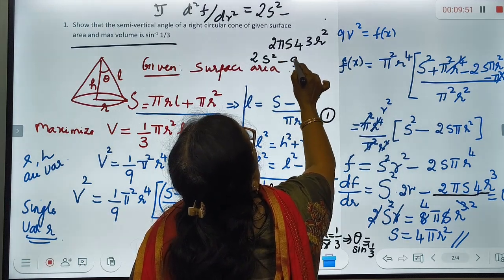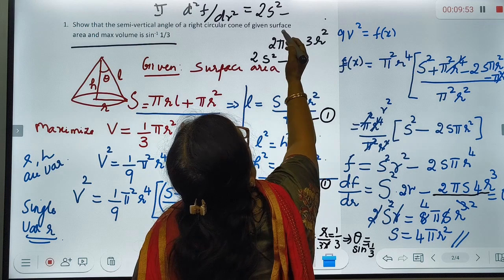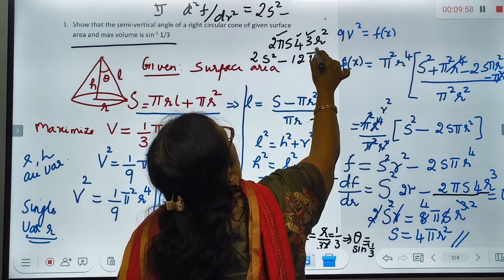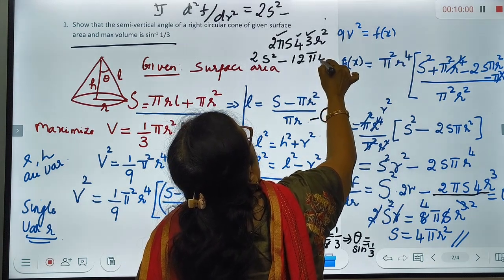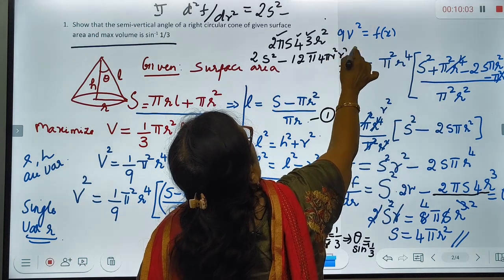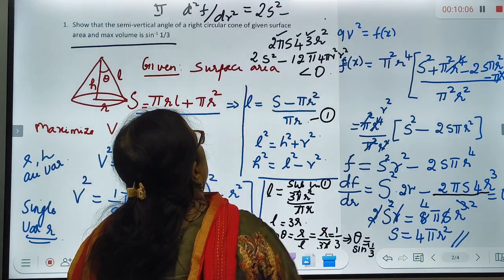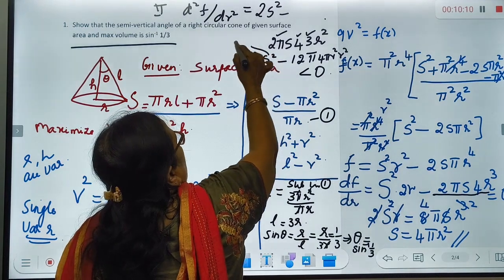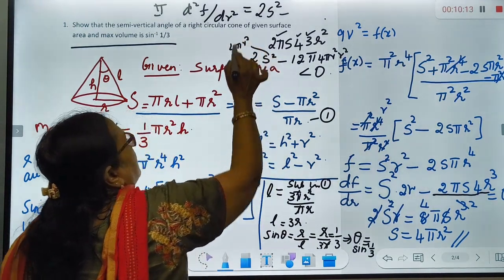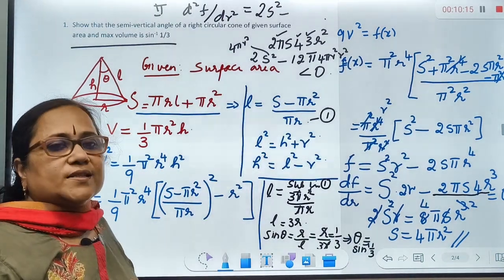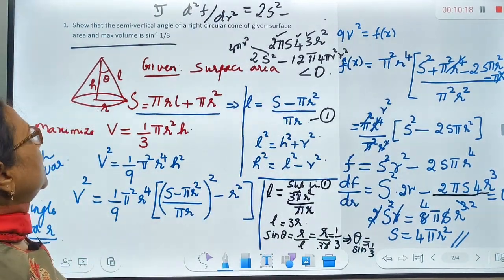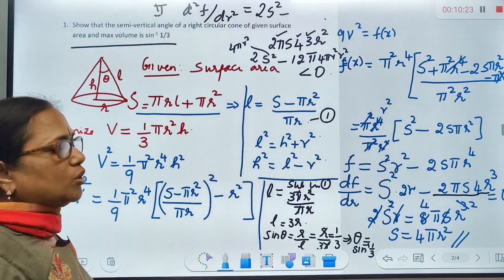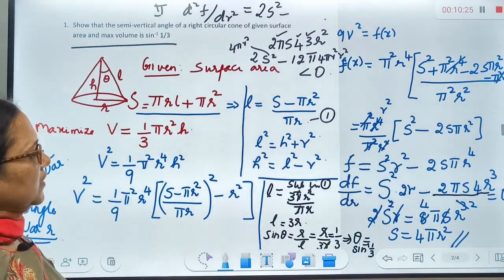4 into 2, 8, 8 into 3, 12, pi into 4 pi r square into r square. S is 4 pi r square into r square. You can see that it is less than 0. Substitute S also here as 4 pi r square. Then you can see it is less than 0. Therefore, the surface volume is maximum at sin theta equal to 1 by 3. Is it clear?